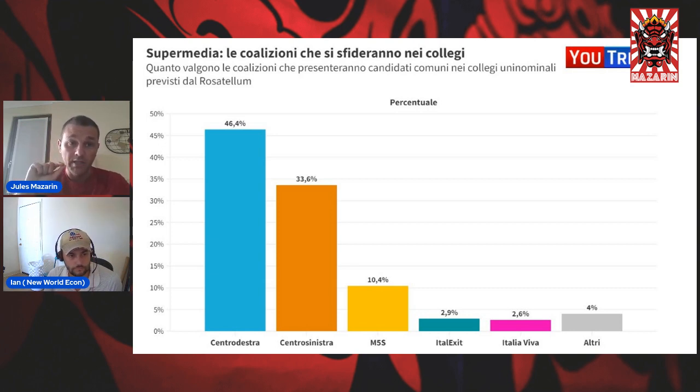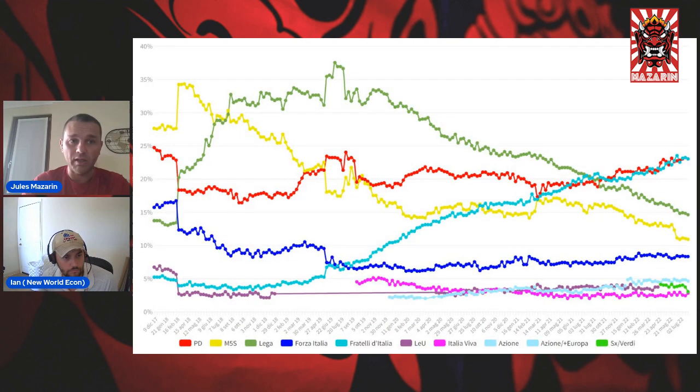The only chance to win the election for the center left was to be united with Five Star Movement. Without it, it's mathematically impossible. This is why, for example, we are saying that we already know who will win the election, because mathematically it's impossible that the center left will win.